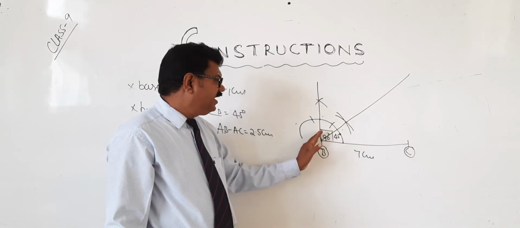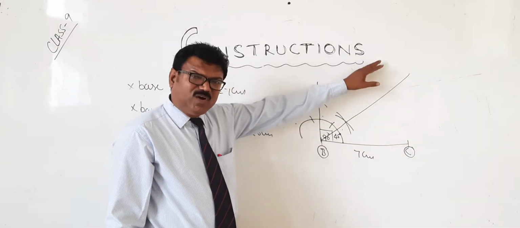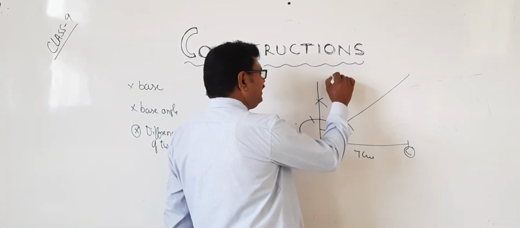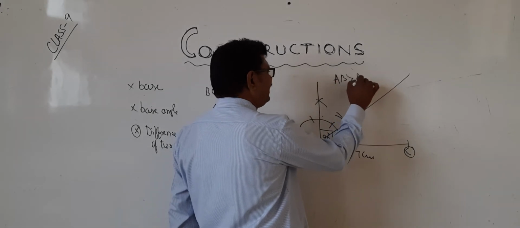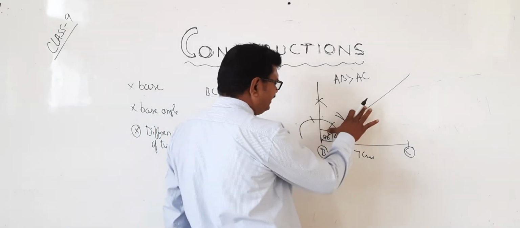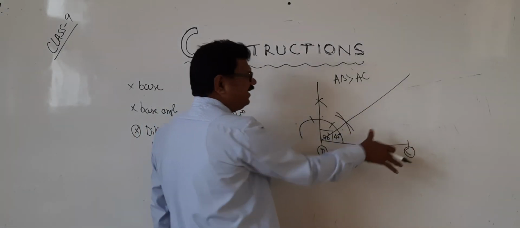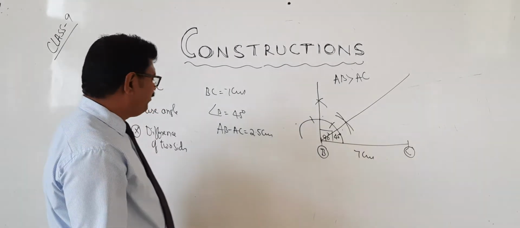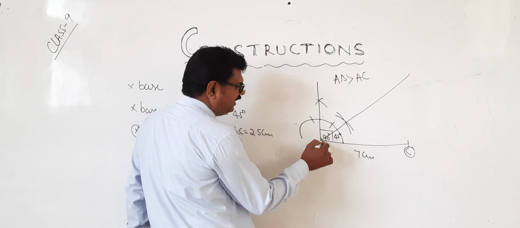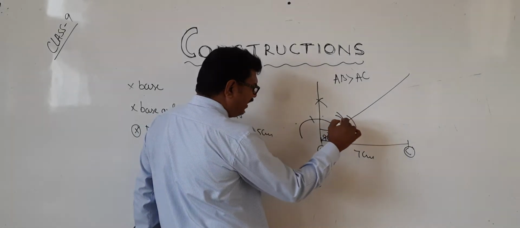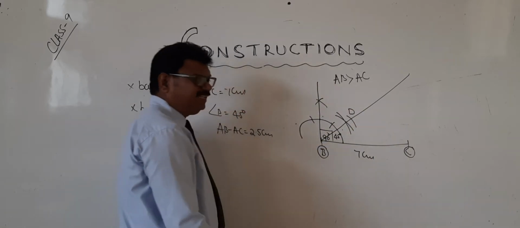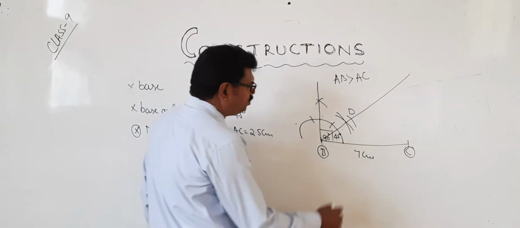So AB minus AC. That means what? Which is greater? AB is greater or AC is greater? Yes, very good. Here AB is greater than AC. AB is greater than AC means what happened? This line will be more than this line. Okay? Now very simple. How much is it? 2.5. B as center, cut this 2.5 centimeters and it is nothing but the letter D. Now join this.